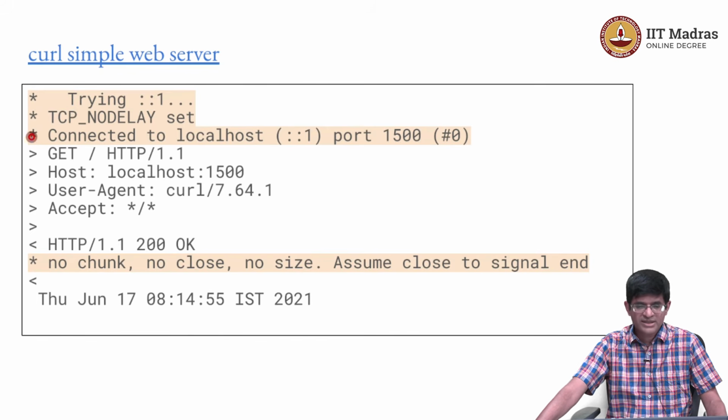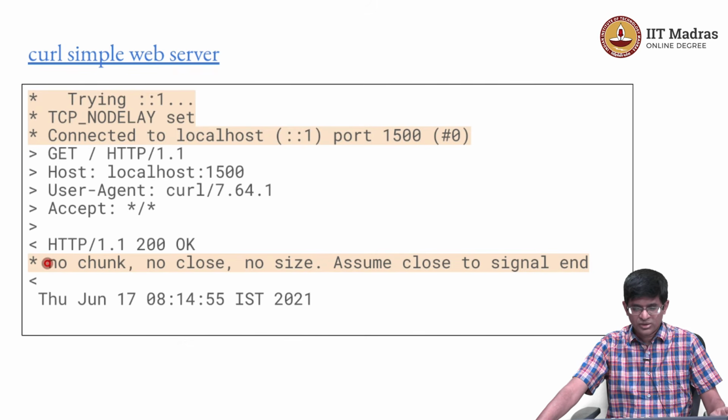So the good news is the third line, which says it connected to localhost, right? If there was no server running on localhost, it would have said either access denied or server did not respond or something like that, okay? But in this case it's good, it connected to localhost port 1500, okay?